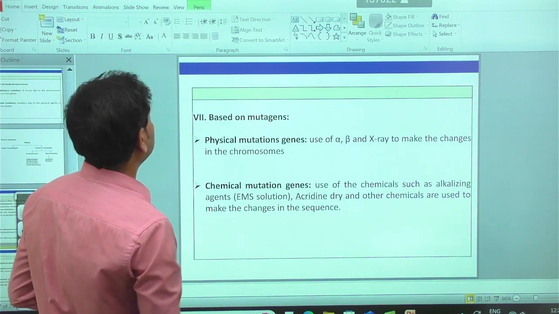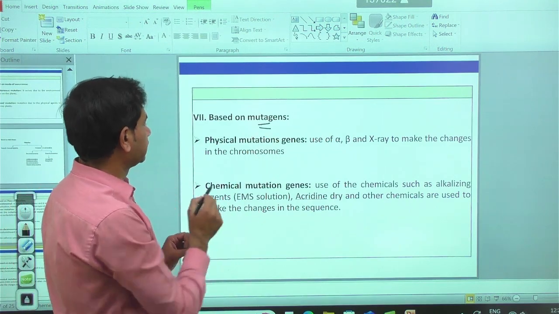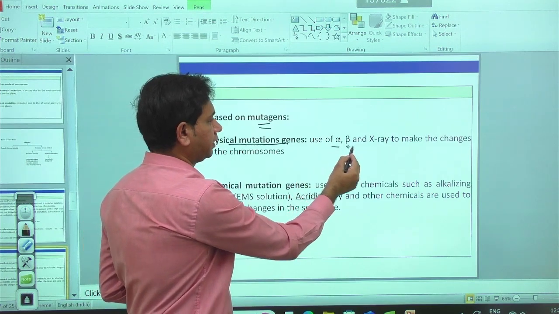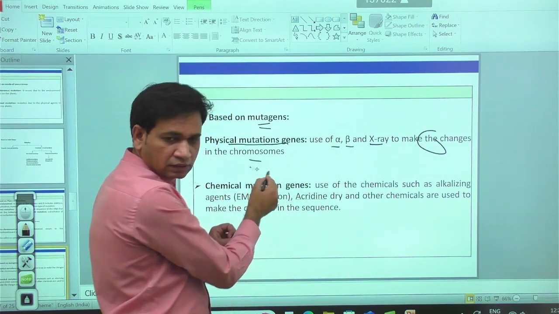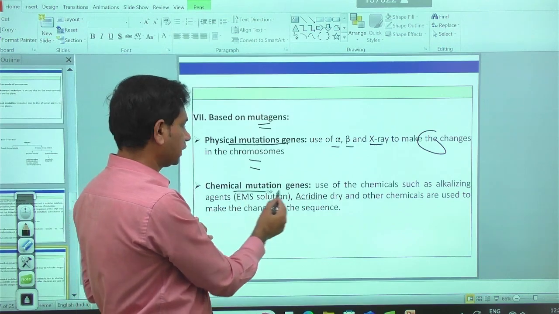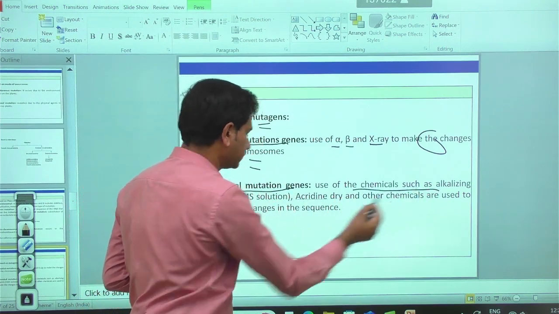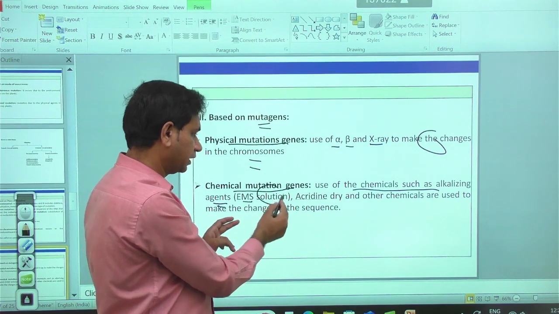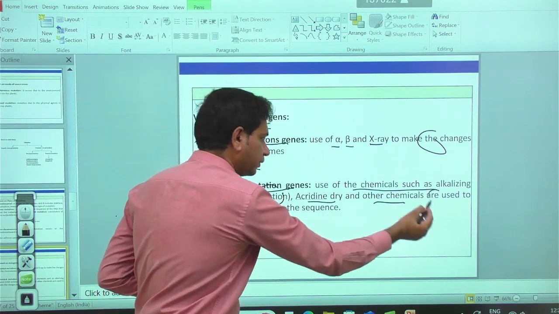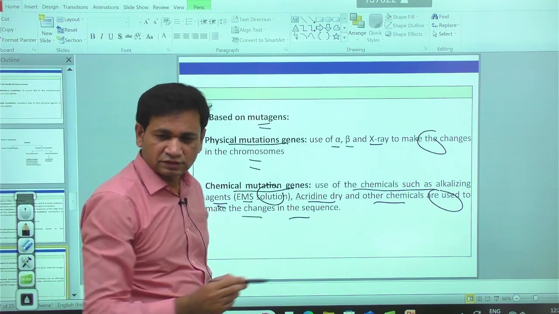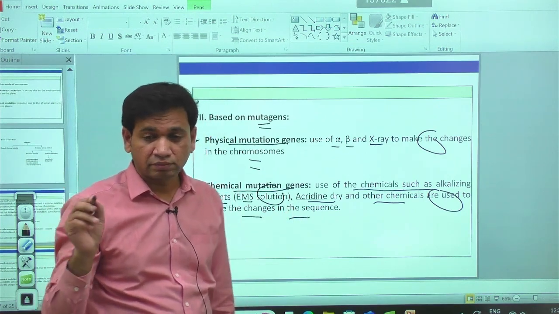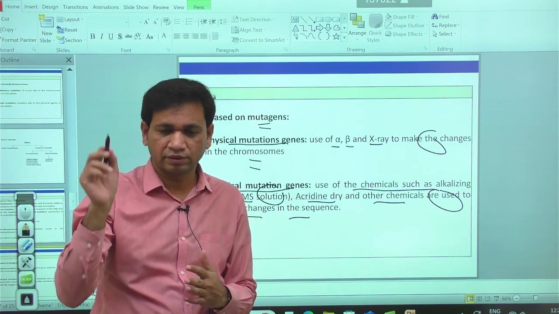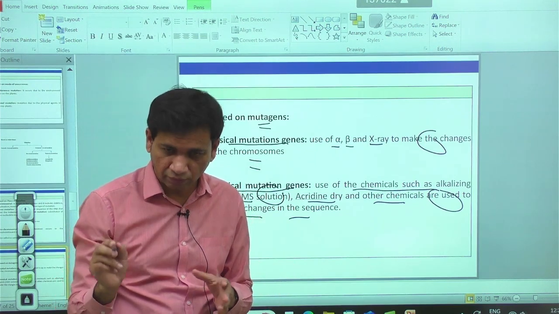And the seventh one is based on the mutagens. One is physical mutagens. We use alpha, beta, and X-rays to make changes in the chromosomes. Another is chemical mutagens, the use of chemicals such as alkylating agents. We have ethyl methyl sulfonate solution, then acridine dye. Other chemicals are used to make changes in the sequence. Do you remember in plant breeding, in mutation breeding, we discussed the procedure, exposing the planting material, then after that the mutation breeding generations 1, 2, 3. Do you remember the flow chart?